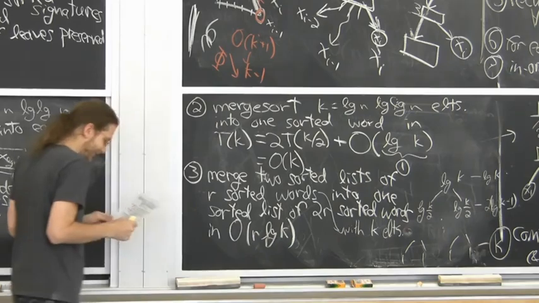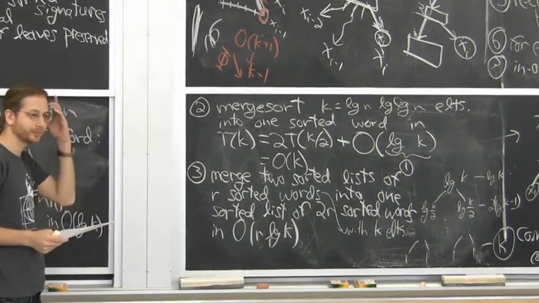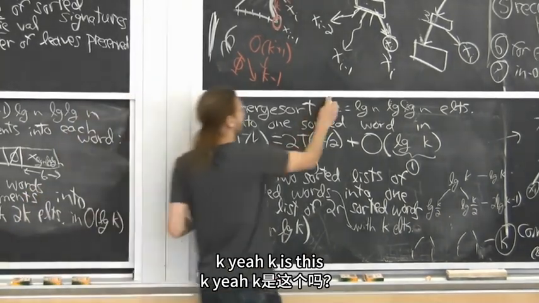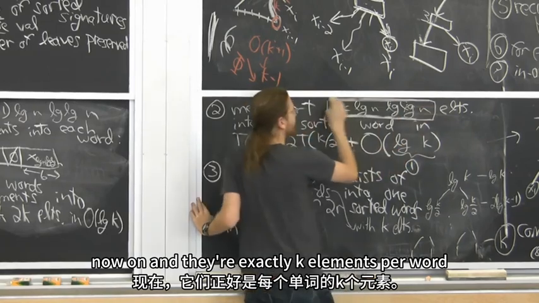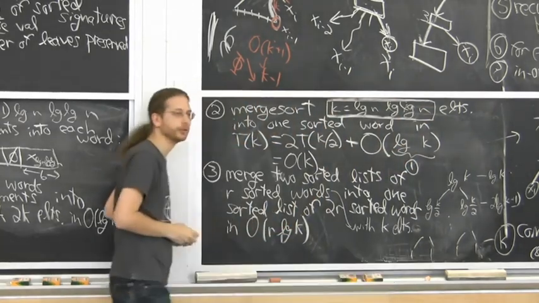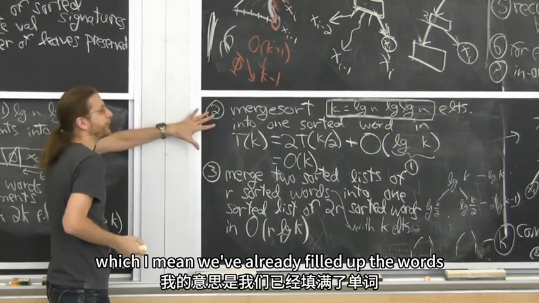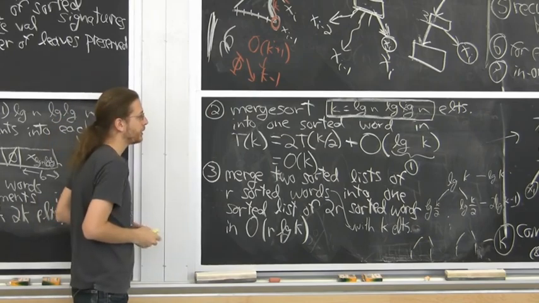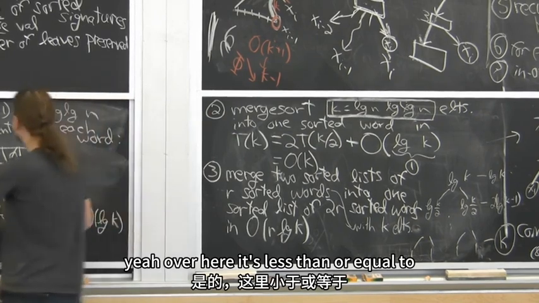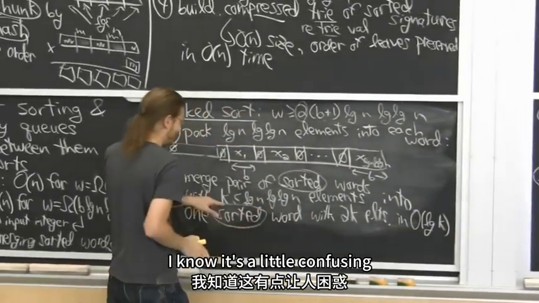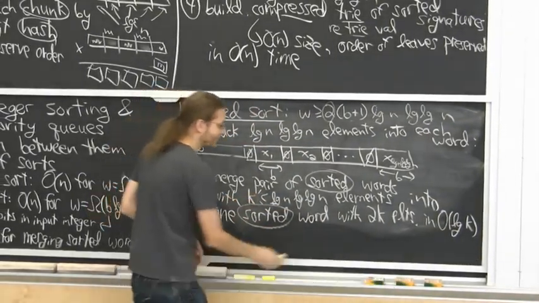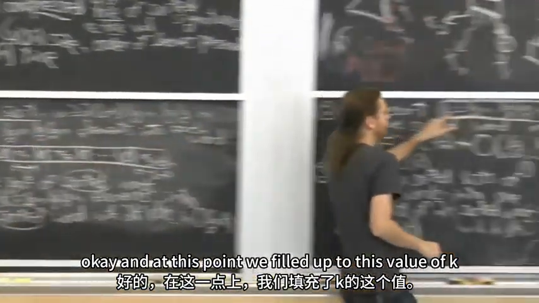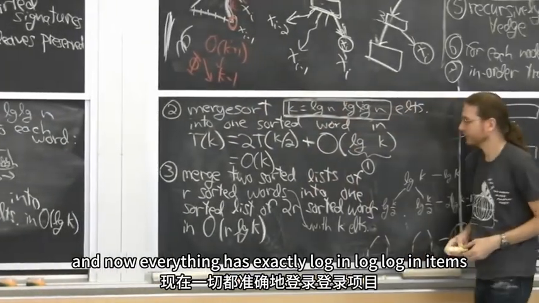Only. Yeah, question? You're assuming k is the number of elements per word now. K is this from now on, and they're exactly k elements per word. Which is, I mean, we've already filled up the words, so at this point we can assume that. Okay, but it's exactly equal, not less than or equal. Right. Yeah, over here it's less than or equal to. I know it's a little confusing. I use k for a different value, call this k prime. Okay, and at this point we filled up to this value of k. And now everything has exactly log n items. Thanks.